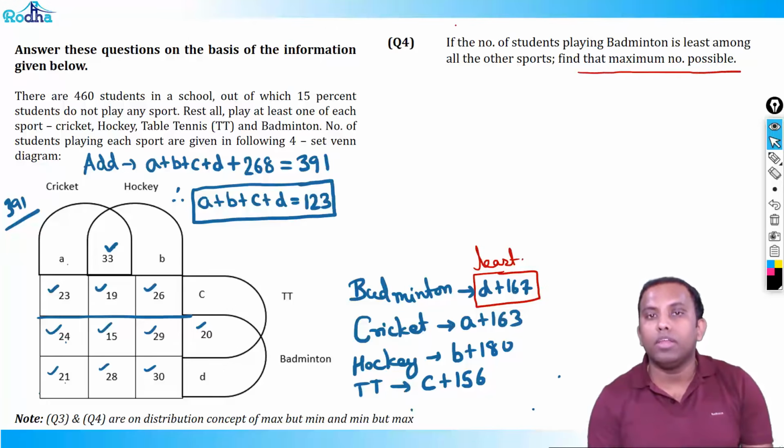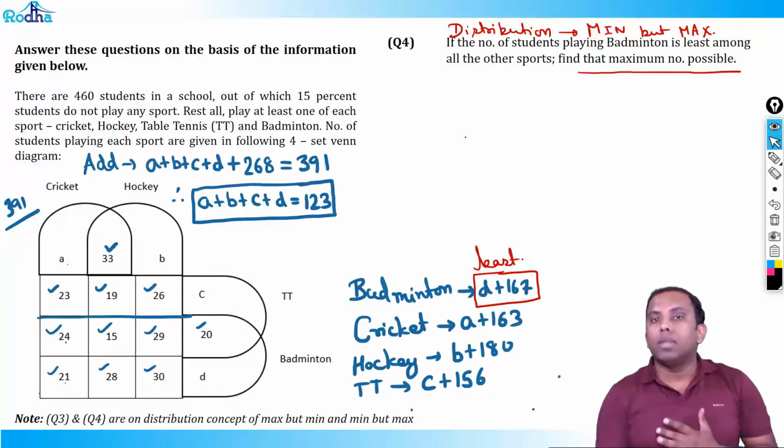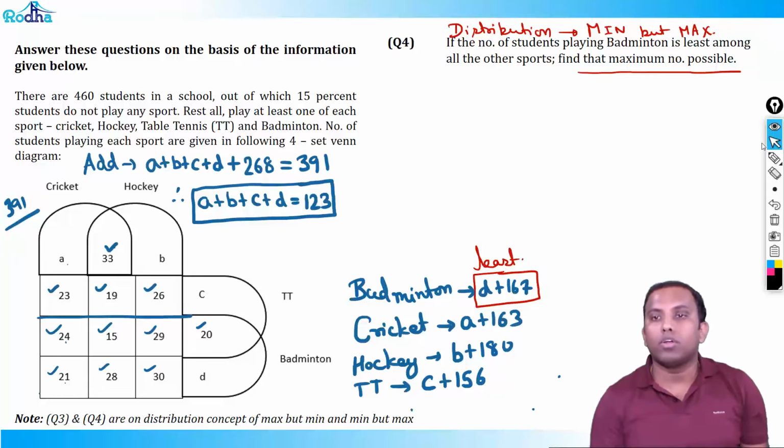There is a concept of again distribution concept, but it is just reverse of it. Minimum but maximum, right? That means if the number of students playing badminton is least, it is minimum, but find that maximum number possible. So minimum but maximum, right? So again I'll explain this funda with a chocolate concept.